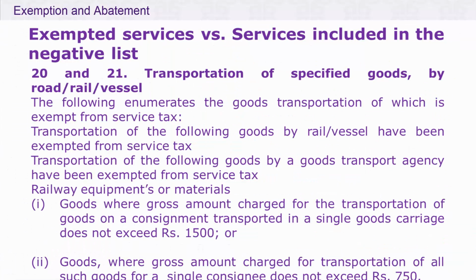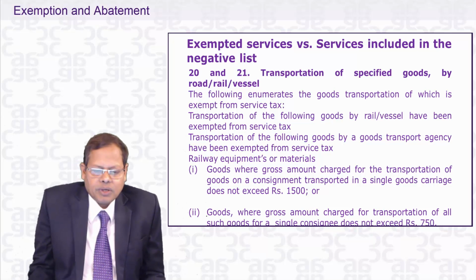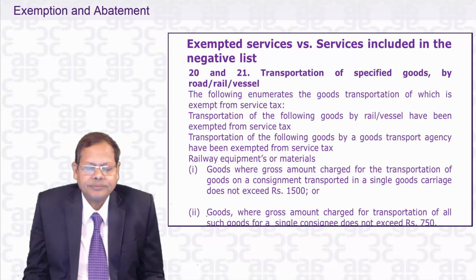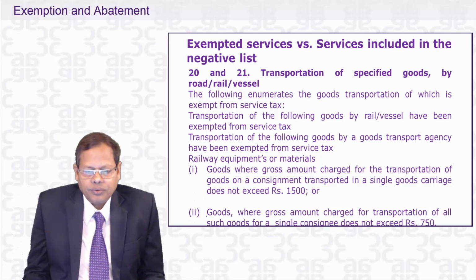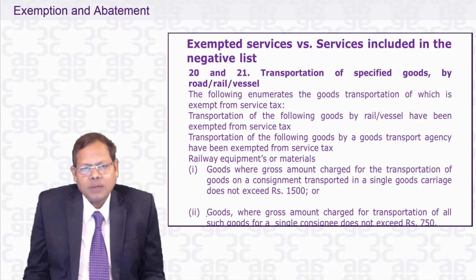20. Transportation of specified goods by road, rail, vessel, etc. So, 20 to 25. Again, very important, you have to read carefully, relating to transport and also government related services, etc., which we have to see. Let us see entry number 20 and 21. You should be very careful. There is some confusion in the language written here. So entry number 20 and 24 deal with transportation. Very, very important entries, because from the examination point of view, what types of transportation are exempt?